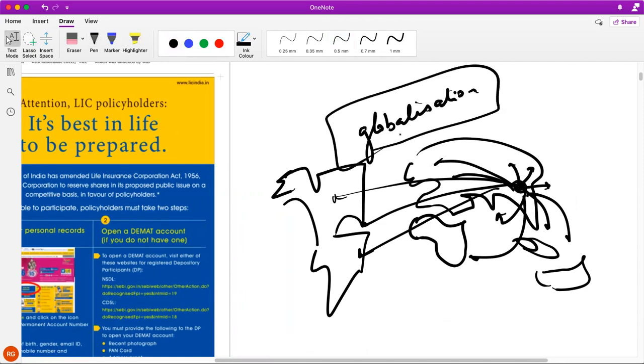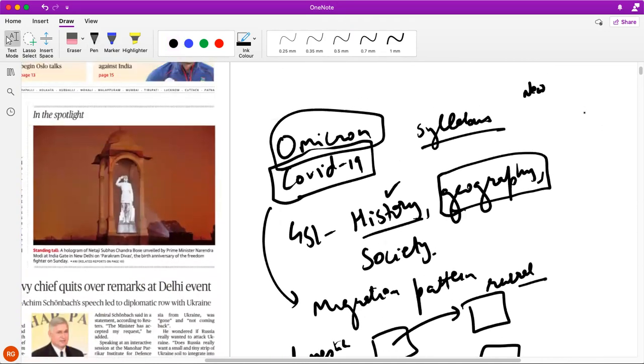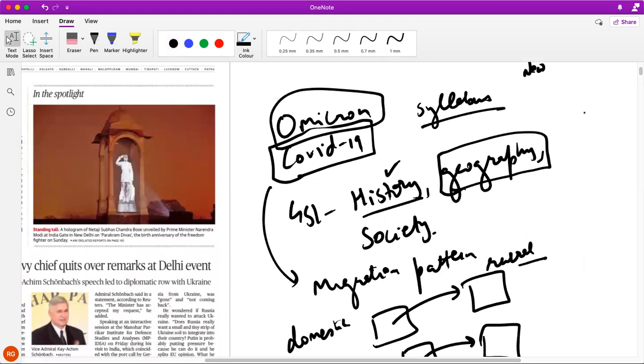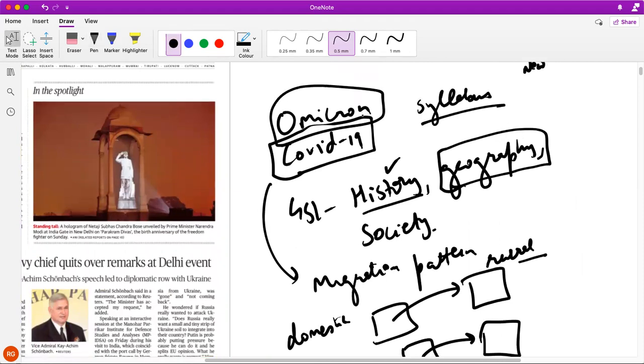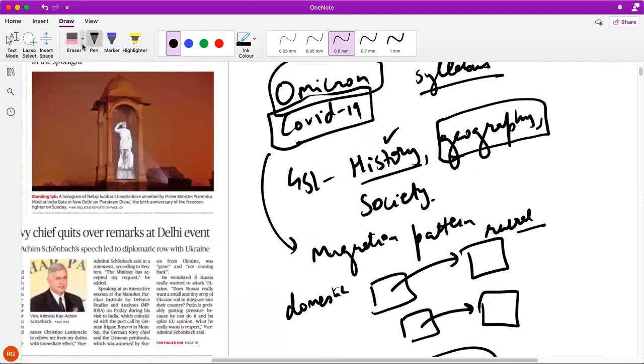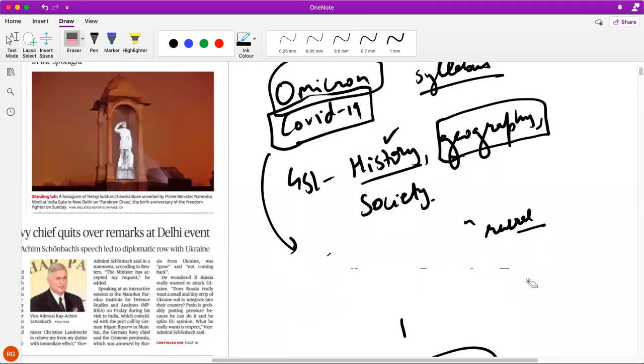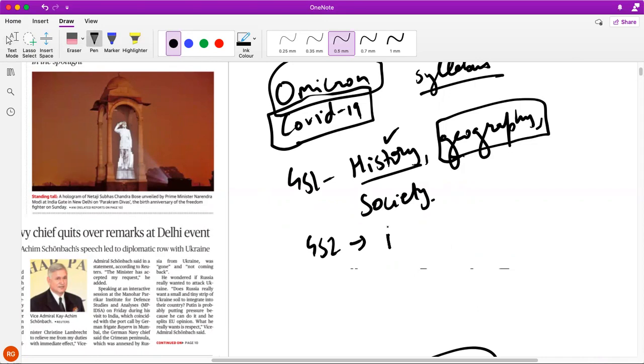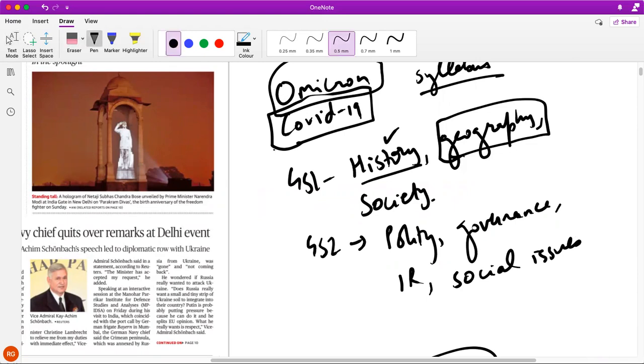So another angle that you should observe COVID from is globalization under threat. UPSC can link globalization with COVID also. So basically, what you have to do is link your subjects with the current news. Similarly, if you observe GS2, what do we study in GS2? We study polity, governance, international relations, social issues. The same way, we have to see how COVID is impacting all these segments: polity, governance, IR, social issues.